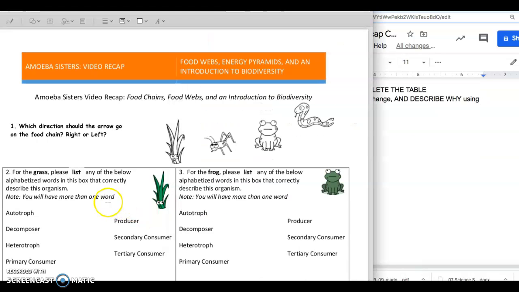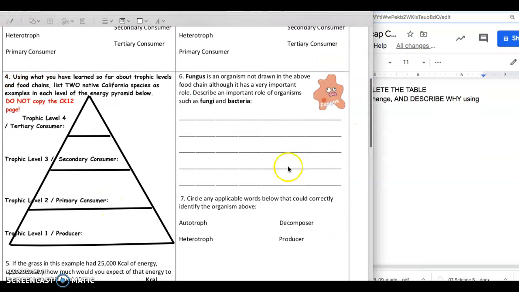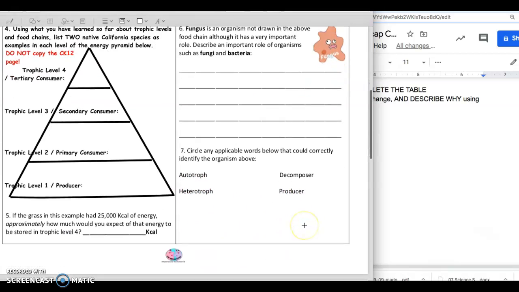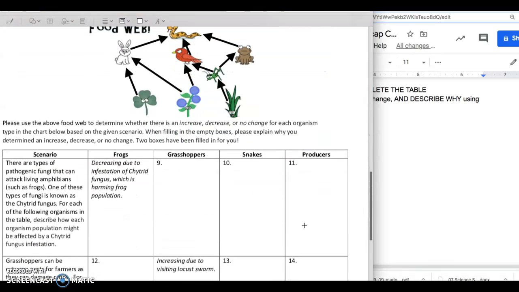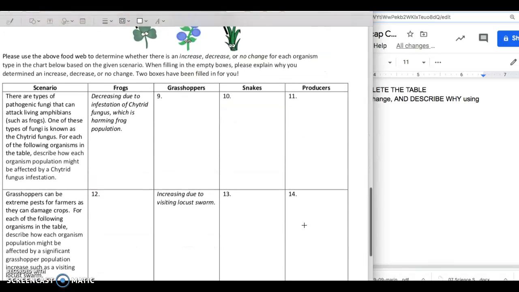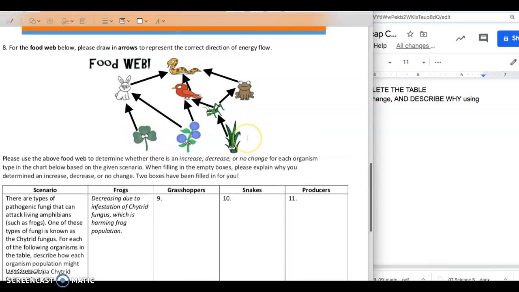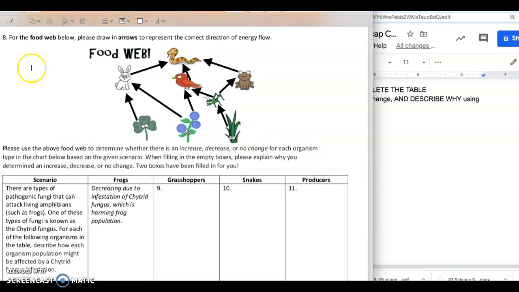So the next part of this that's going to take a little thinking, okay, is it asks you about fungus, fungi and bacteria. And you might need to fast forward into the video again just to see what they were talking about, okay? And then it asks you some questions about this food web, okay? So it says, please use the above food web to determine whether there is an increase, a decrease, or no change for each organism, okay?